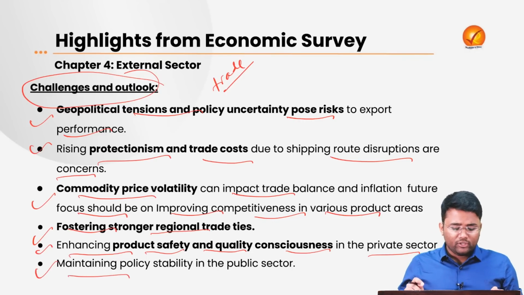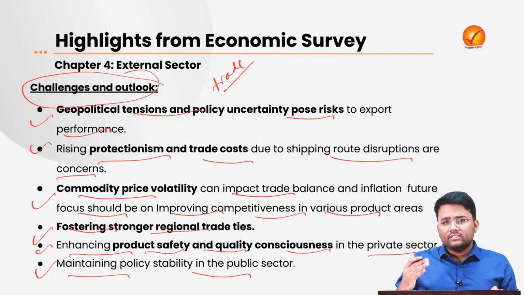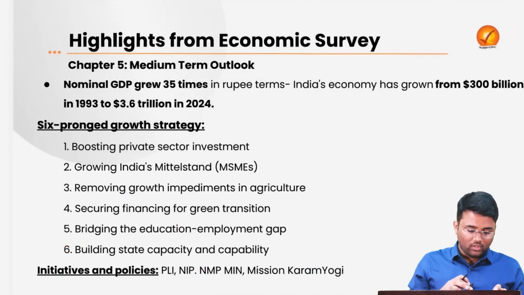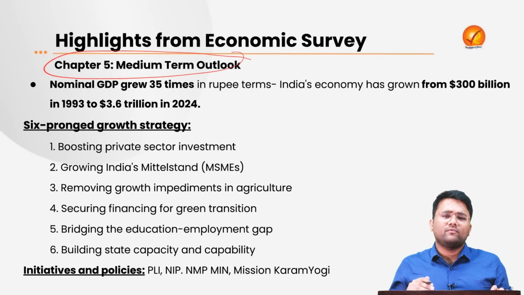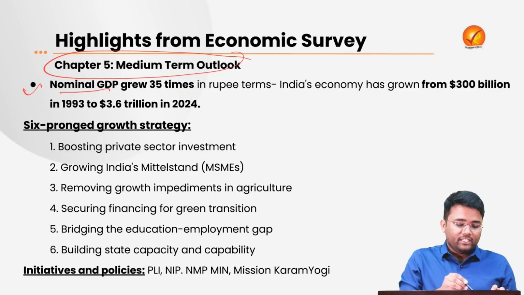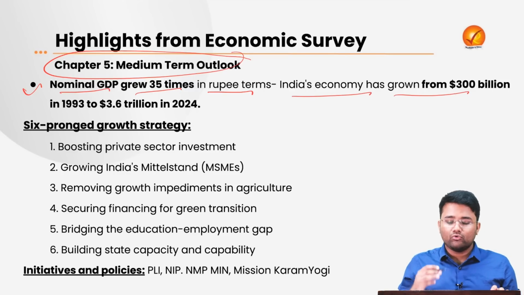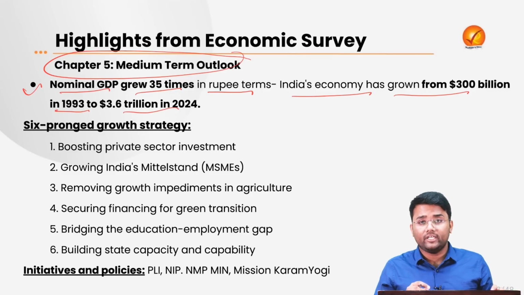Then there is also a need to maintain policy stability in the public sector. The fiscal policy and the monetary policy both need to be balanced, and obviously there should not be any knee-jerk reactions. In chapter 5, which talks about the medium-term outlook, that is of almost 3 to 5 years, the survey says that the nominal GDP grew almost 35 times in rupee terms, and the Indian economy has grown from almost $300 billion in 1993 to $3.6 trillion in 2024.